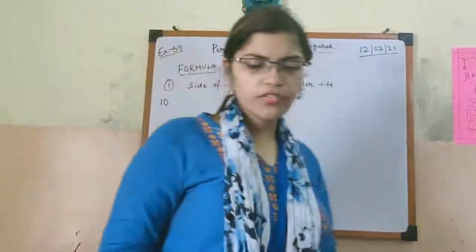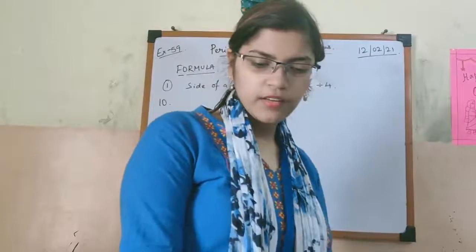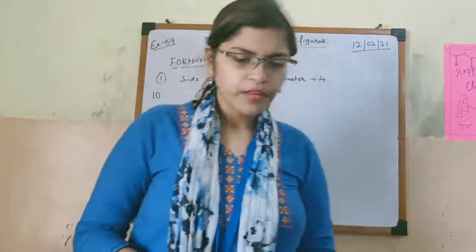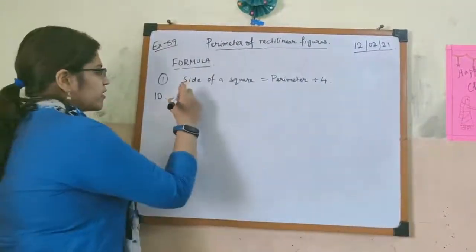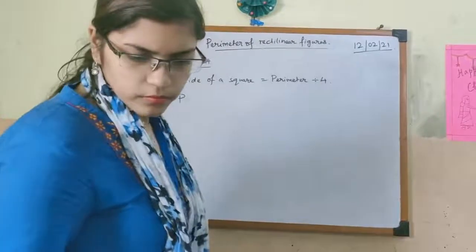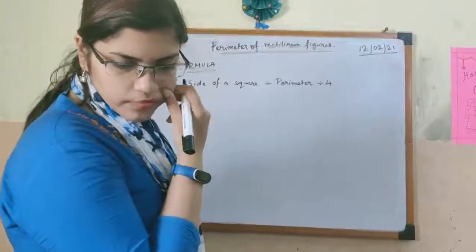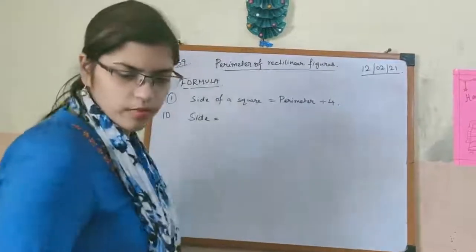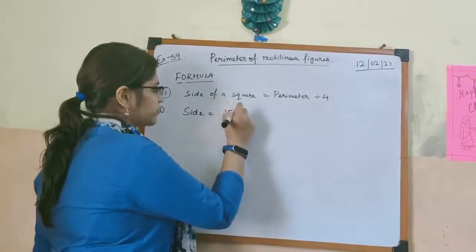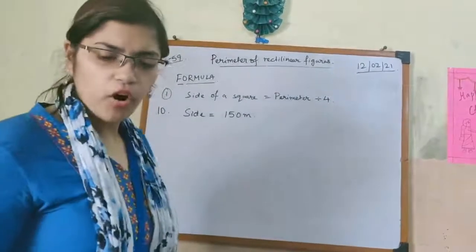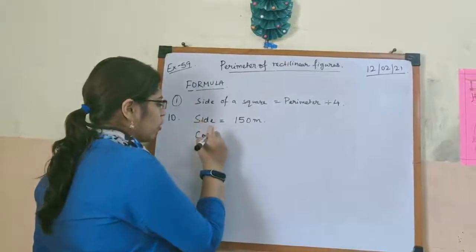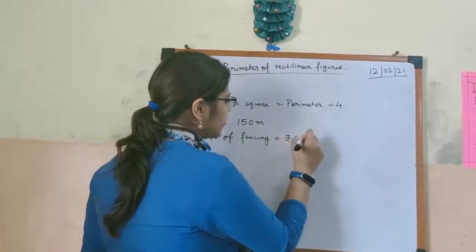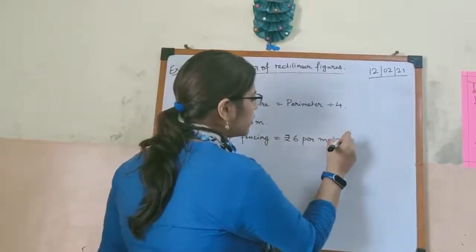It says, find the cost of fencing a square park of side 150 meter at a rate of rupees 6 per meter. Okay, so the side is given as 150 meter, and the cost of fencing is rupees 6 per meter.